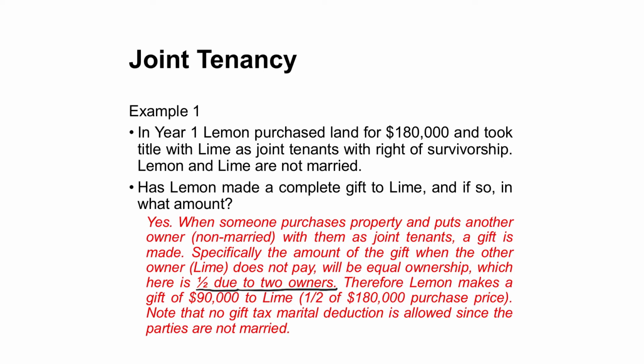So we take one half of the $180,000 purchase price. That means there's a $90,000 gift made by Lemon to Lime. So Lemon would have to fill out Form 709 for $90,000 for that year. Now note, because they're not married, there is not going to be any marital deduction. No gift tax marital deduction is allowed.